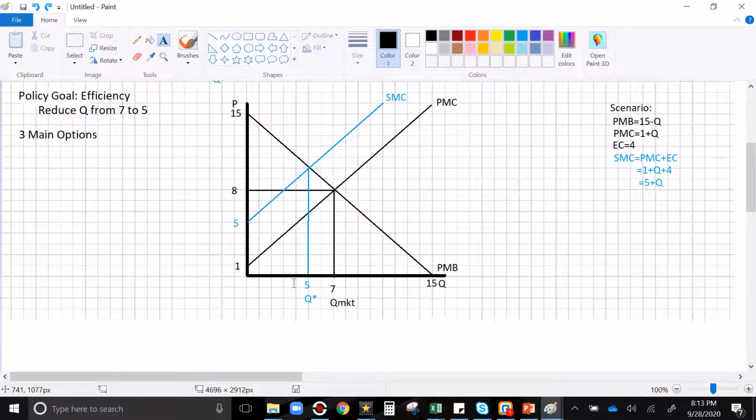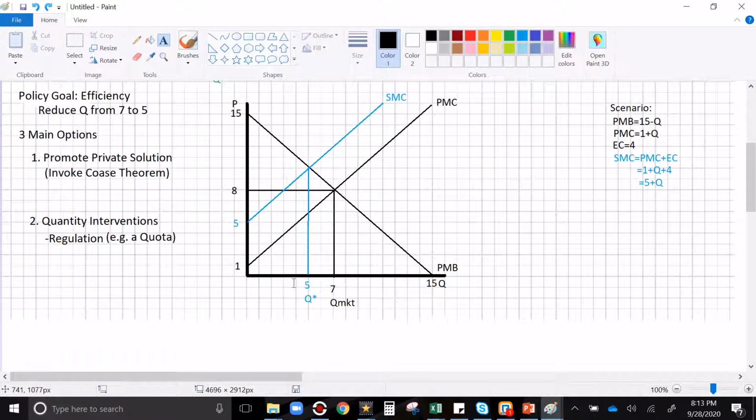And based on that, I have 3 main options here. One of them is I can promote a private solution to our problem. I can invoke the Coase theorem. I'll explain that in just a minute. 2 is I can do quantity interventions, such as regulation. Regulation might be something like a quota, a maximum production of our good, or a cap and trade is another version of quantity interventions. And the third option is price interventions, like a Pigouvian tax or subsidy.